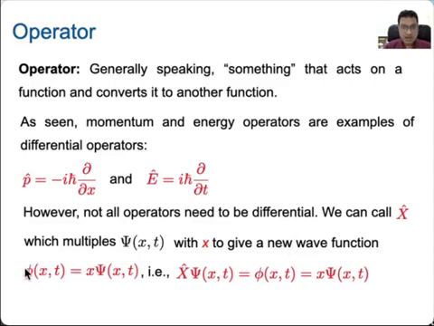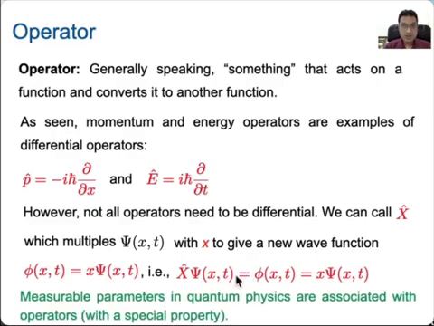So let's say I can call this phi of x,t as x times psi of x,t. When I'm operating this operator capital X, the operator always comes with the psi of x,t, and it will give me x times psi of x,t. Okay, so this operator is not differential in nature, it is multiplicative in nature. Okay, so all the measurable parameters in quantum mechanics are associated with some operators with special properties.